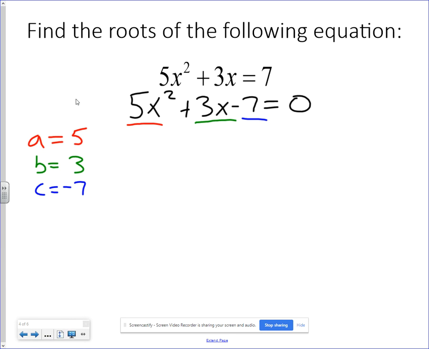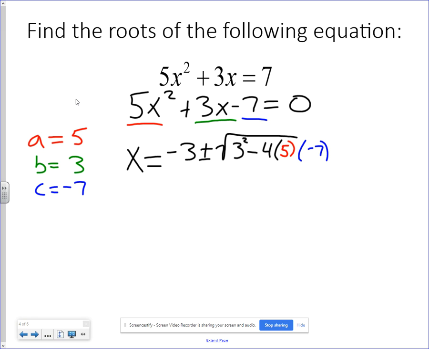We can just go ahead and plug that into our formula. So we have x equals, we'll take the opposite of b again, -3, plus or minus the square root of b squared, which was 3 squared, minus 4 times a, which in this instance is 5, and c is -7, all over 2 times a, which is 5.